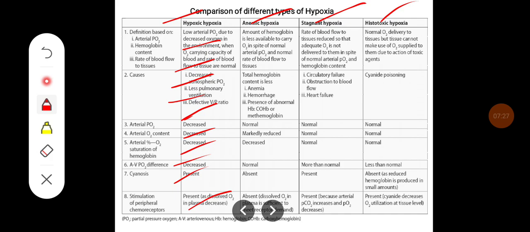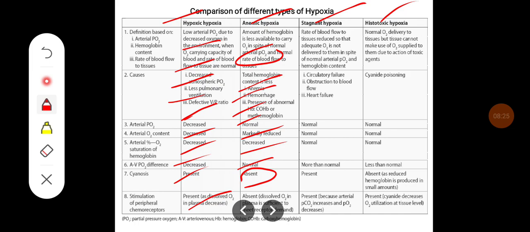In anemic hypoxia, the amount of hemoglobin available to carry oxygen is less in spite of normal arterial PO2 and normal rate of blood flow to the tissues. Some of the causes for anemic hypoxia are anemia, hemorrhage, presence of abnormal hemoglobin like carboxyhemoglobin, that is carbon monoxide poisoning, or methemoglobin. Arterial PO2 is normal here. Arterial oxygen content is reduced. Oxygen saturation is reduced. The arteriovenous difference of oxygen is normal. Cyanosis is absent here, and it doesn't stimulate peripheral chemoreceptors because dissolved oxygen in plasma is sufficient.